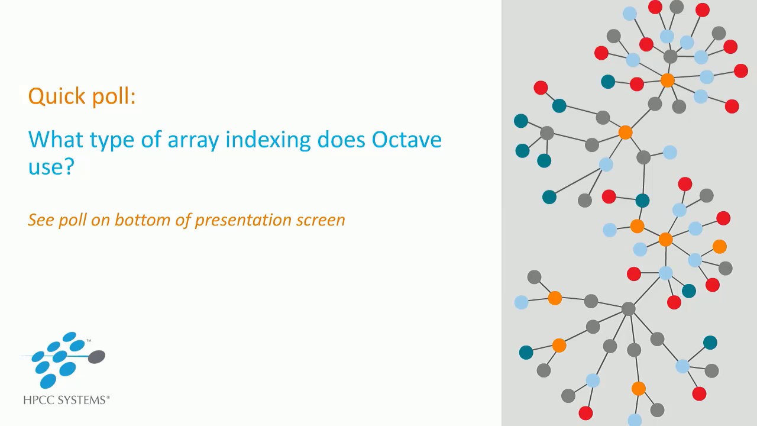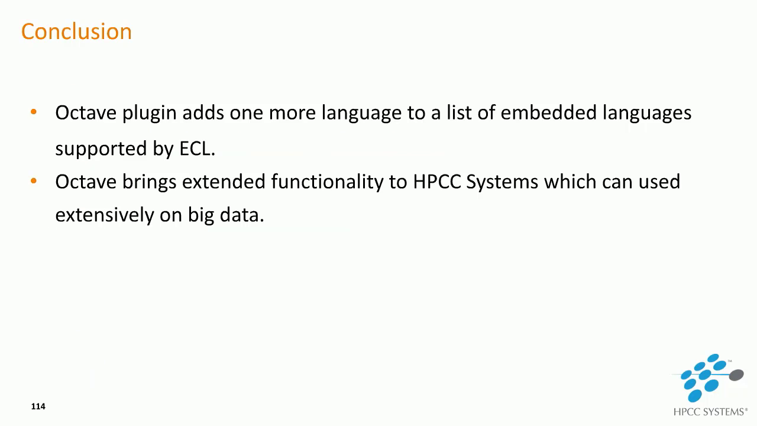So here I just finish with a small quick poll. What type of array indexing does Octave use? I'll be waiting for this answer. It's an interesting question for all of you. And then I'll just conclude.